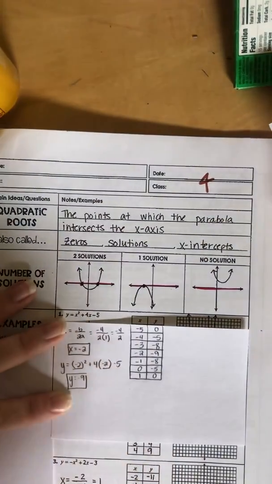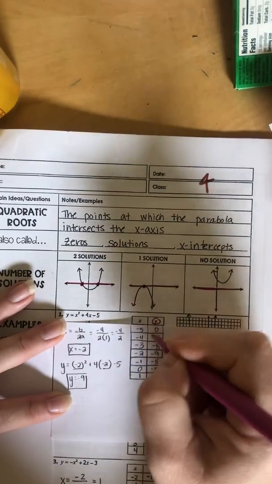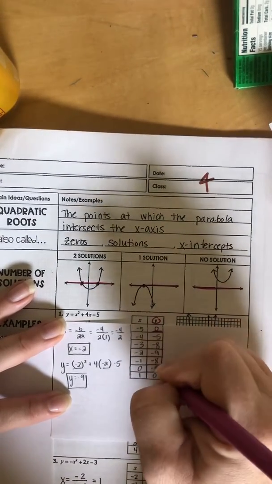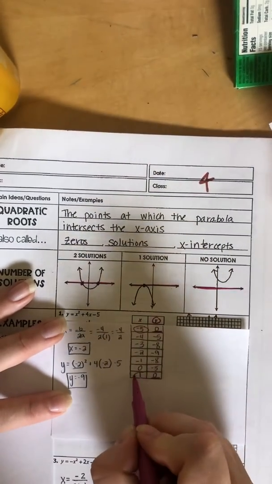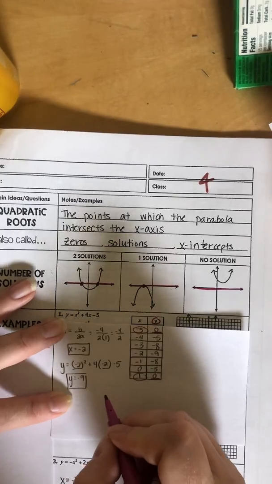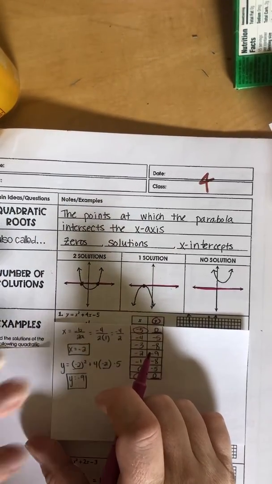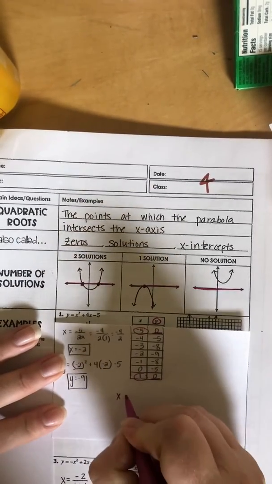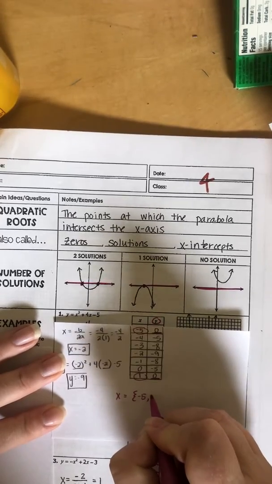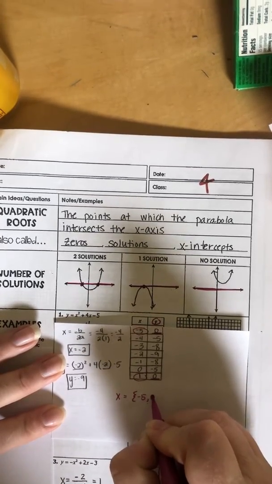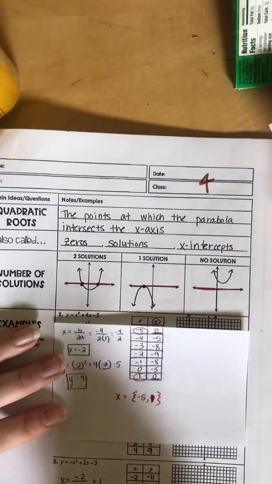All right, so how we determine how many zeros we have is we're looking at the y. So in your y section where the zeros are at, here you have a 0, and here you have a 0. So your answers are going to be negative 5 and 1. So we're going to put that your zeros, x, is negative 5 and 1. Okay, so that is going to be your answer for that one.